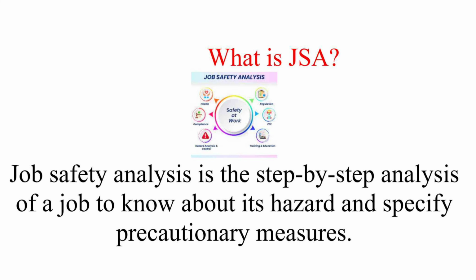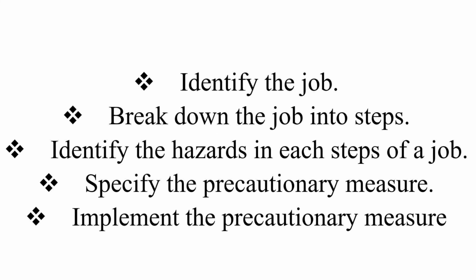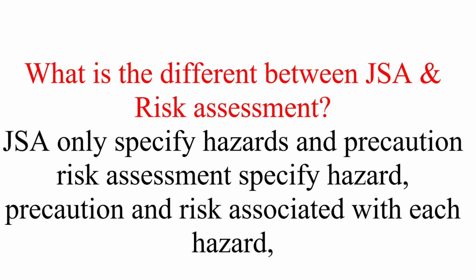What is JSA? Job safety analysis is the step-by-step analysis of a job to know about its hazards and specify precautionary measures. Identify the job. Break down the job into steps. Identify the hazards in each step of a job. Specify the precautionary measure. Implement the precautionary measure.